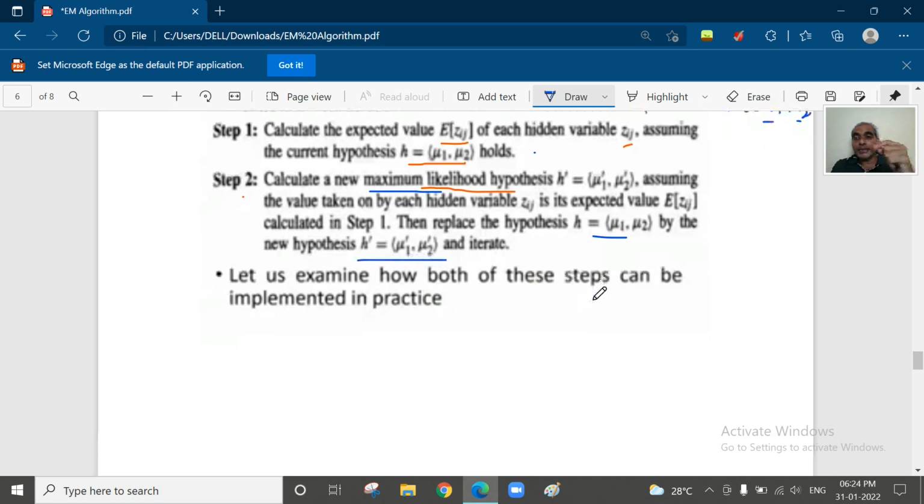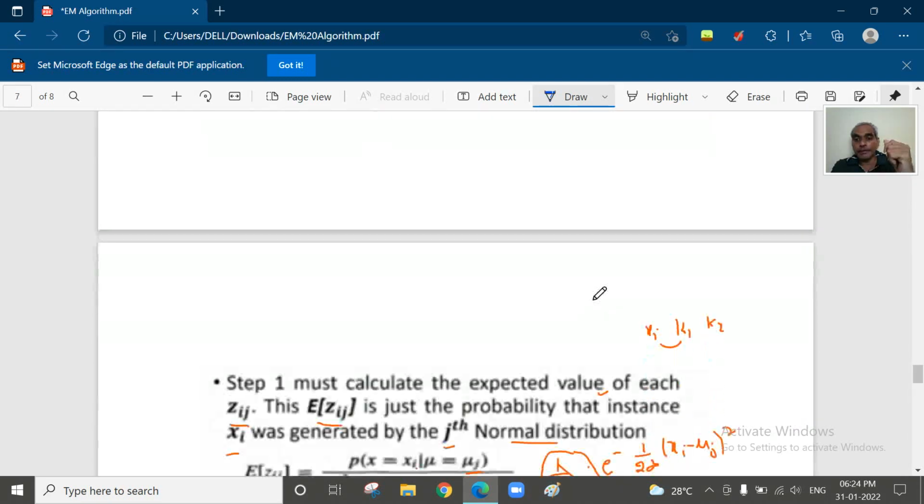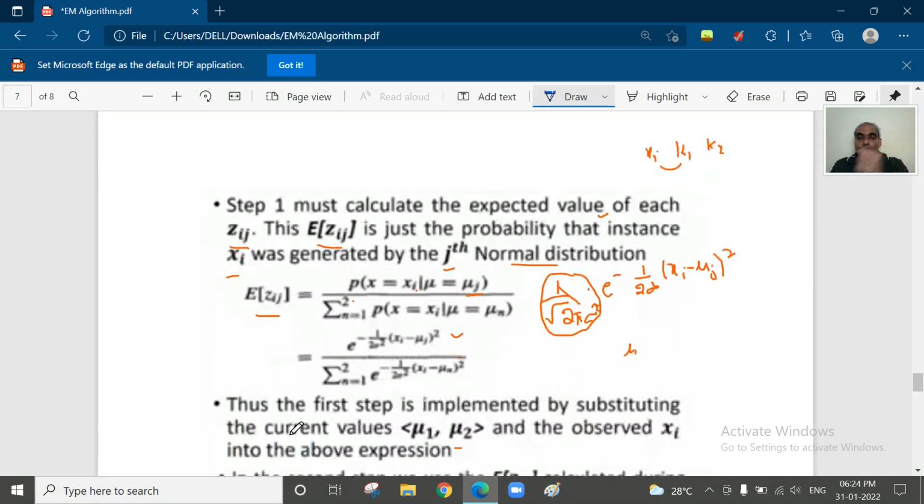But practically, how are we actually finding that? That is given as follows. First, step 1, we must calculate the expected value of each zi. You are taking two normal distributions, k1 and k2. That means you have to find mu1 and mu2. So what is that mu1? Mean is nothing but the expected value.